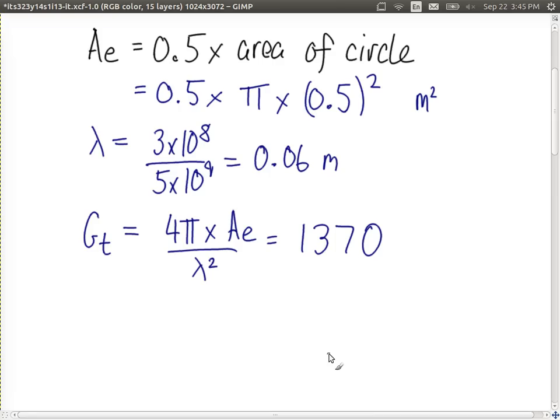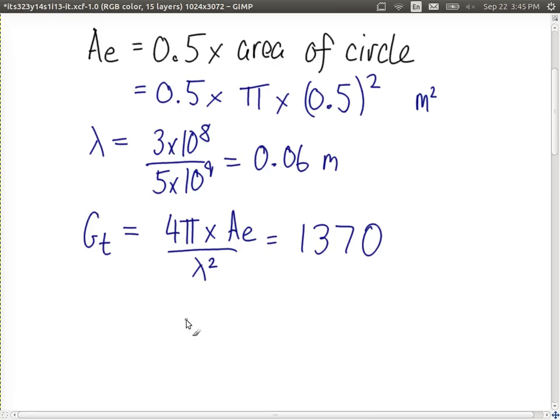What are the units? There are no units. The gain in this equation is not in dBi, it's the absolute factor. So it says my antenna, at the same distance away, compared to an isotropic antenna, is 1,370 times stronger. I think it has an amplifying effect of 1,370 times.